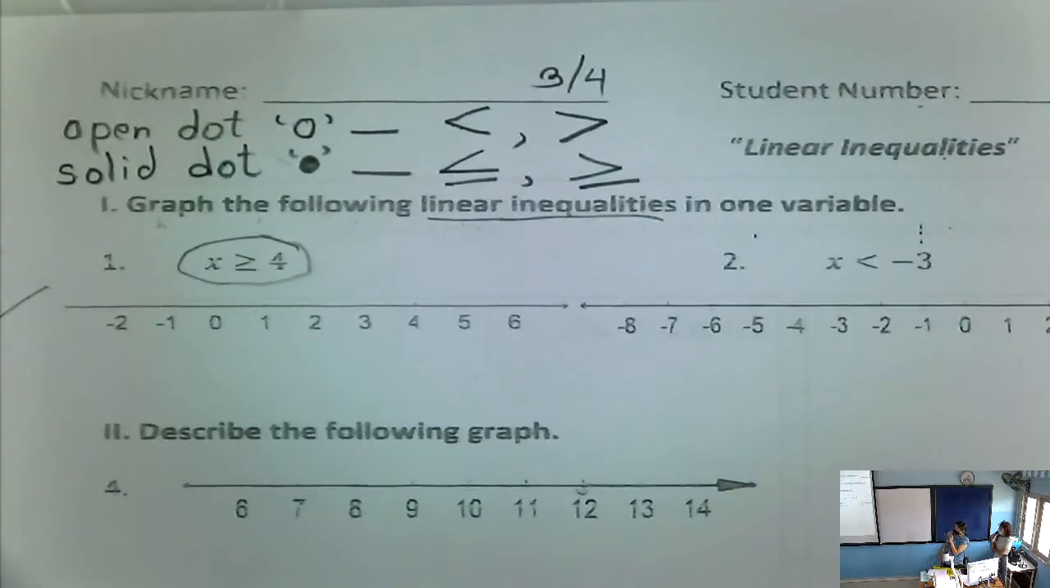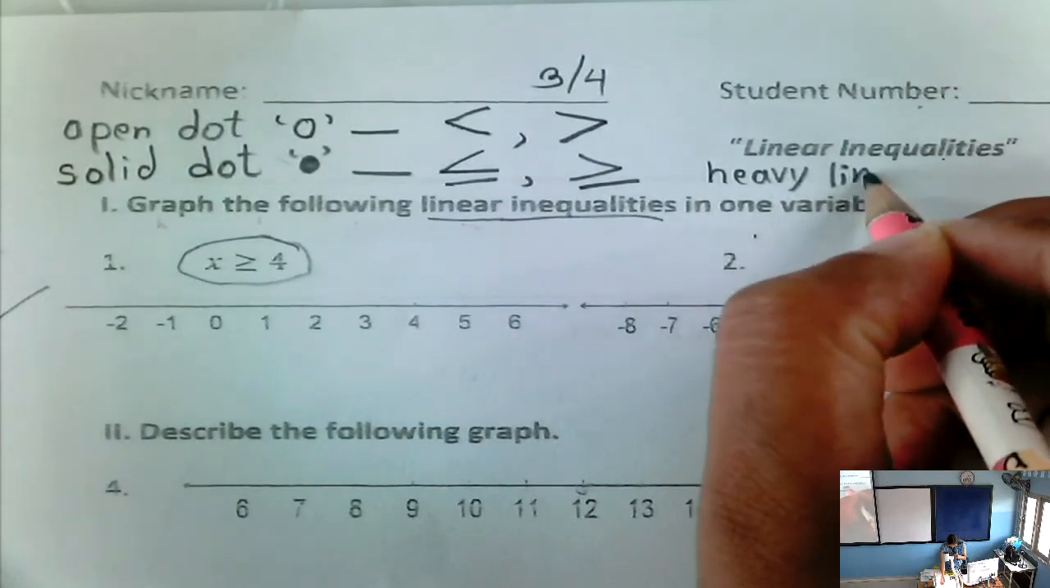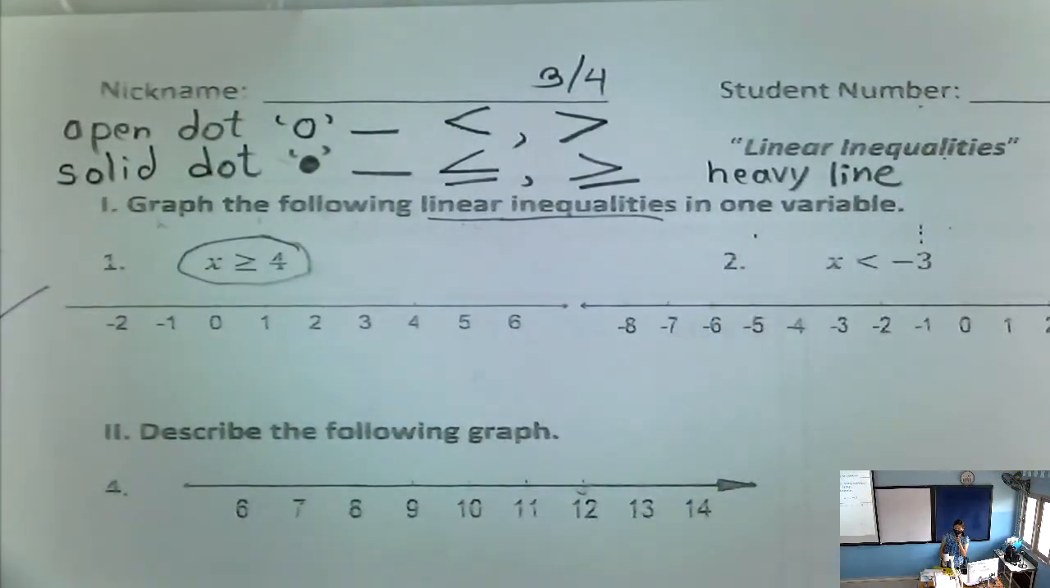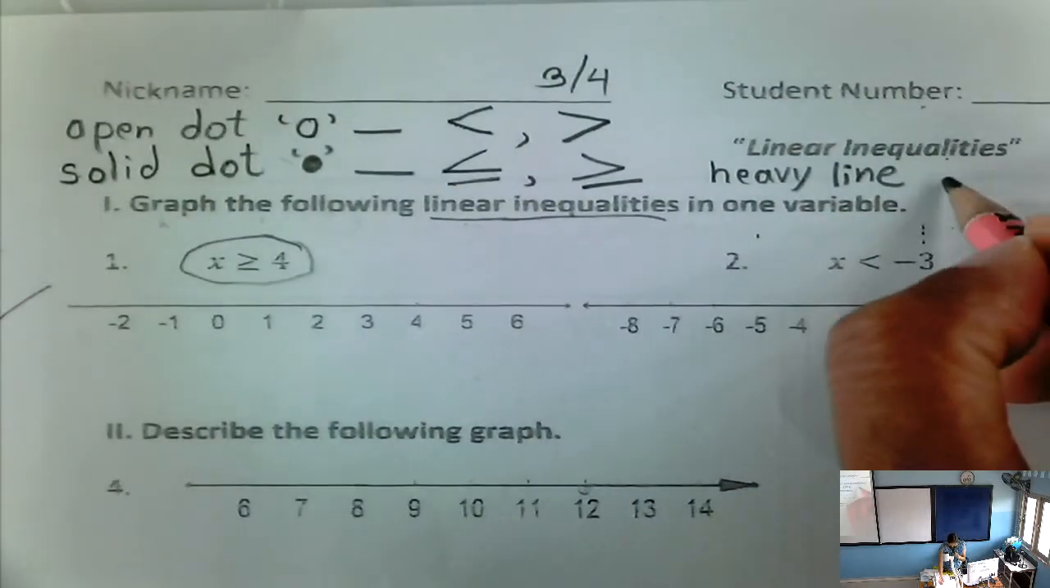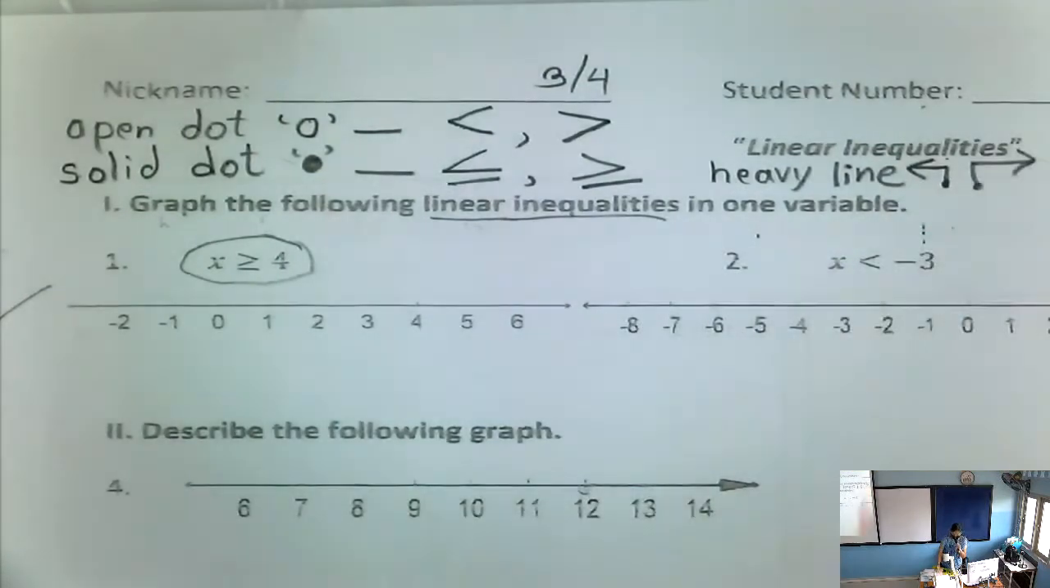So if you know this, what is the third thing you have to remember? After the dot, you remember? What is this? Heavy line. Heavy line will show the solution, right? So the heavy line will go to the left or to the right. This will show the solution in your graph. Did you understand? Yes.